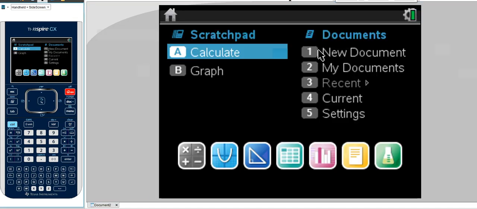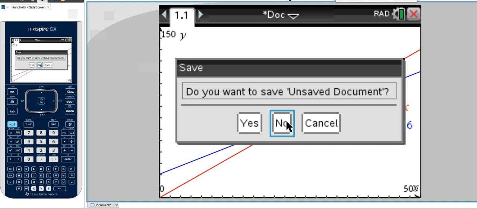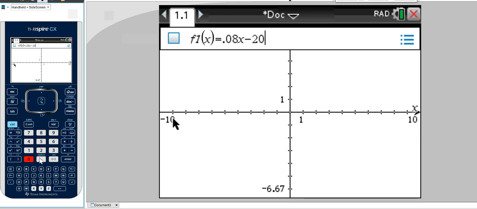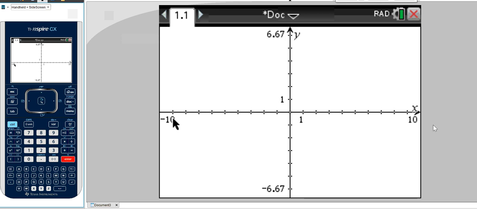So we're going to go back up to here. We're going to get a new graph. So on new document, you're not saving it, add graphs, and it's going to be 0.08x minus 20.64, because that's the profit. Enter. Again, it's not on there, so we need to look to see what our table is going to be.